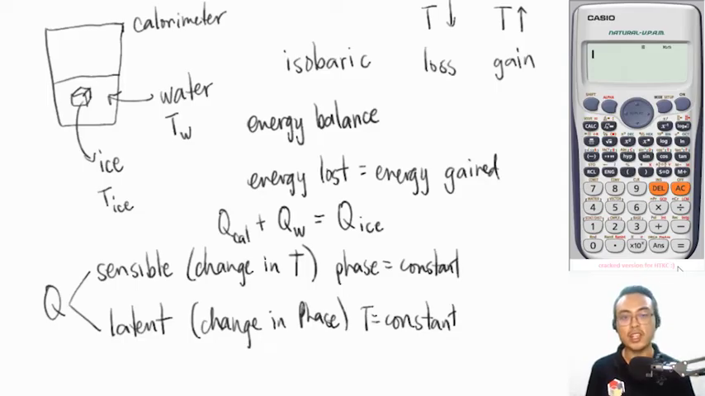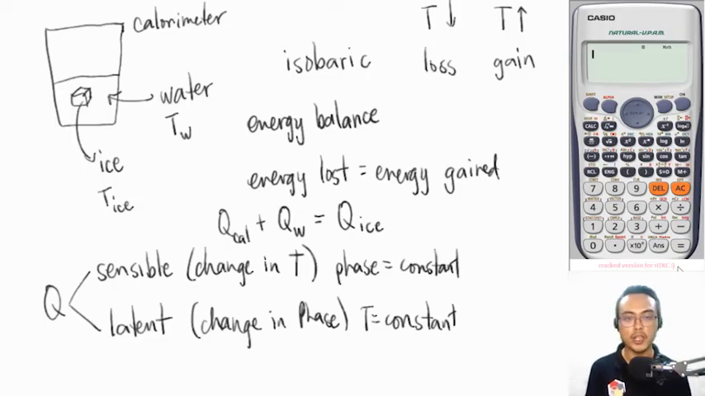An example of a sensible heat change in our example is the water in the coffee cup calorimeter. Because the water there is staying as a liquid, its phase is constant. There is no change in phase, but it's changing its temperature. From a higher temperature, it's releasing energy towards the ice such that the temperature of the water gradually decreases. So the change in temperature means that there is sensible heat change involved in the water.